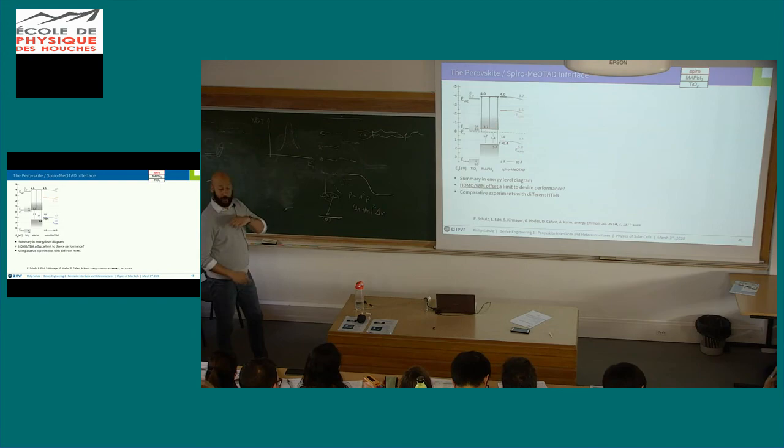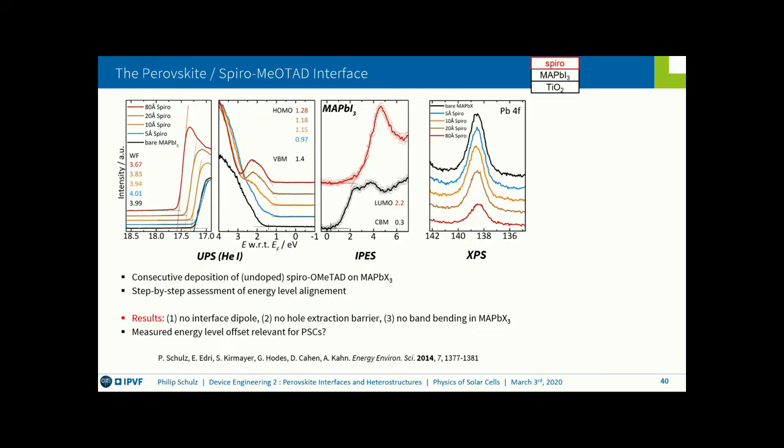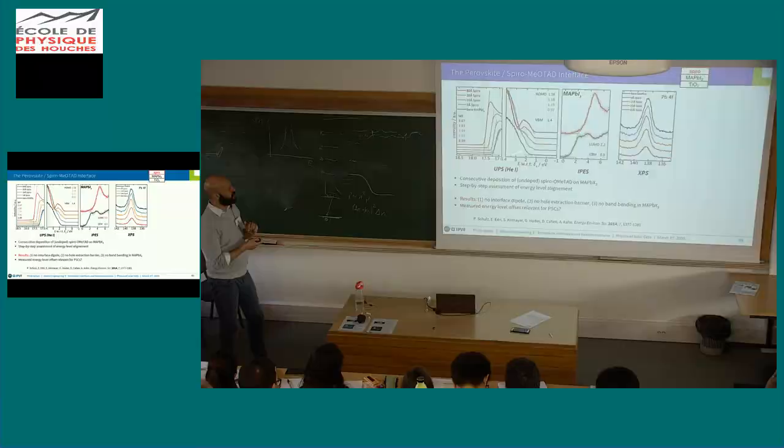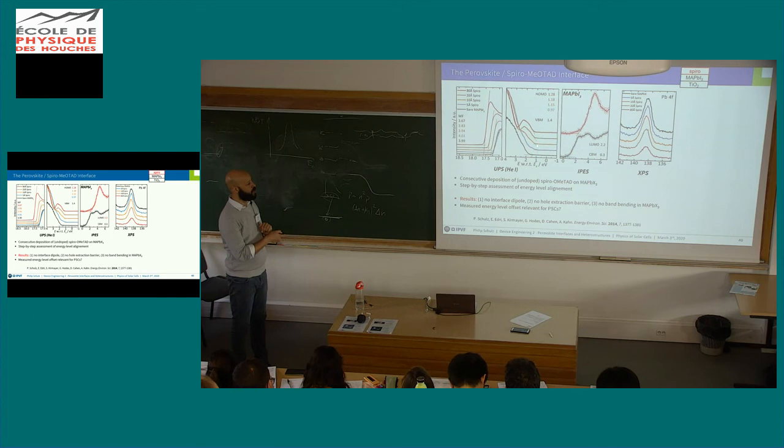Okay, so all this can be summarized. I did not talk about the results here. So first, there's actually no interface dipole. When you have the first few molecules on top, you see that there is no change in work function, which means that the vacuum levels are actually aligned. Now the second step is that the HOMO level is above in energy the valence band maximum of the perovskite, which means that there is no barrier for charge extraction. And then the third part is that there is no band bending in the perovskite.